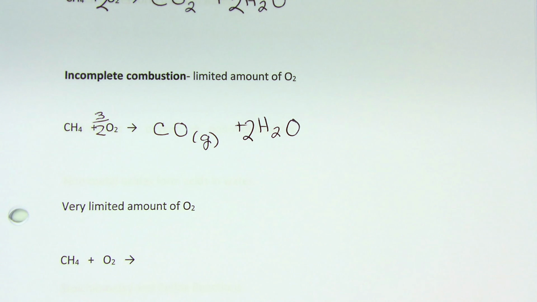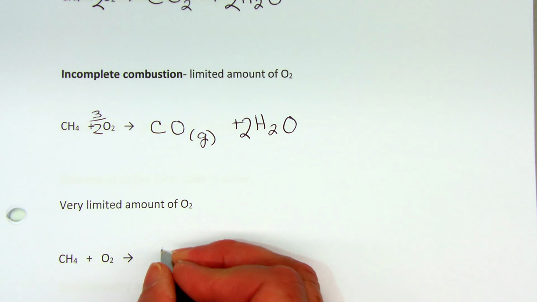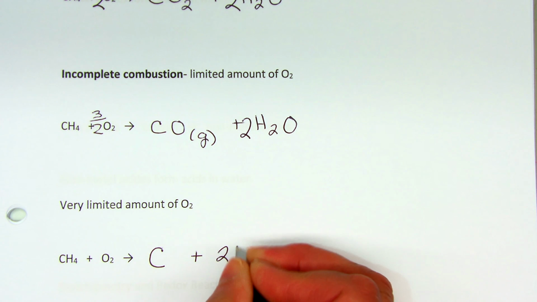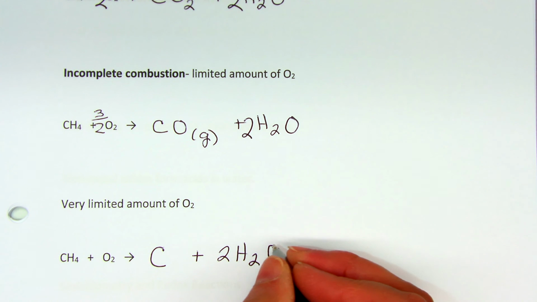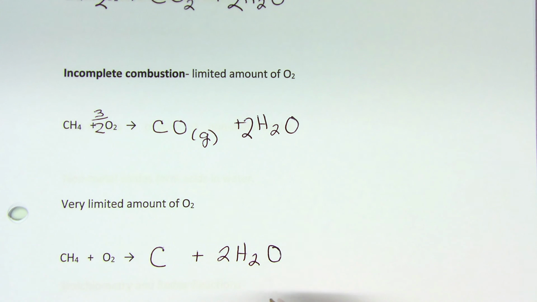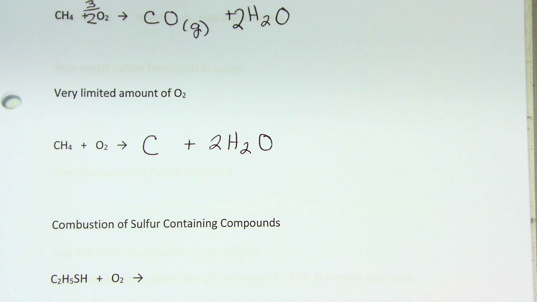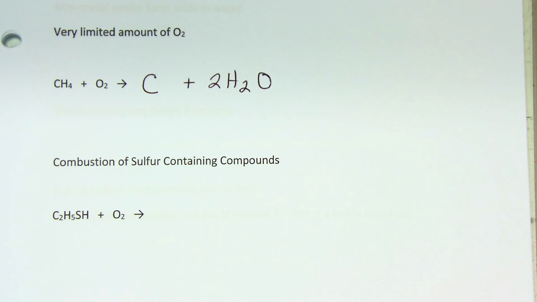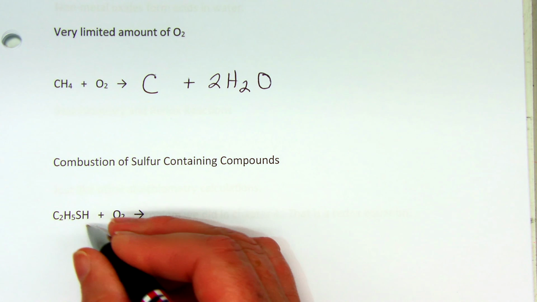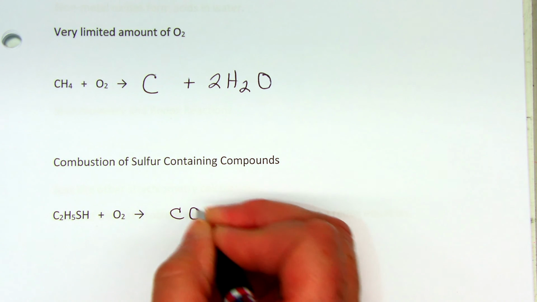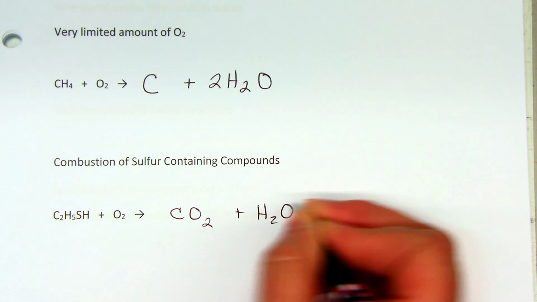So, with very limited oxygen, you can actually just produce carbon, like soot, and water. But for our purposes, we're going to deal with situations where we have adequate oxygen. And another thing just to briefly mention is what happens when we burn things that contain sulfur. Environmentally in Michigan, this has been an issue about burning high sulfur coal because it makes sulfur dioxide gas. So when you burn compounds that have sulfur in them, you make carbon dioxide plus water plus sulfur dioxide.